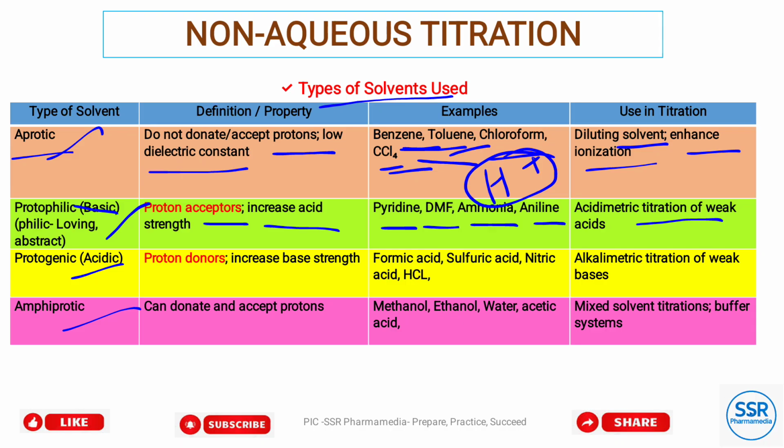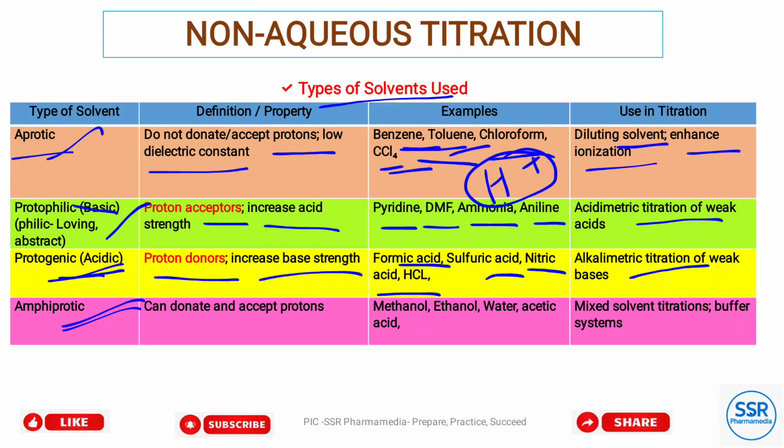Protogenic solvent means acidic. Genic means it is used as a type of acidic solvent. It is also called a proton donor, which increases the base strength. Examples: formic acid, sulfuric acid, nitric acid, and HCl, hydrochloric acid. These are all called acidic solvents, and they are used in the alkalimetric titration of weak bases.